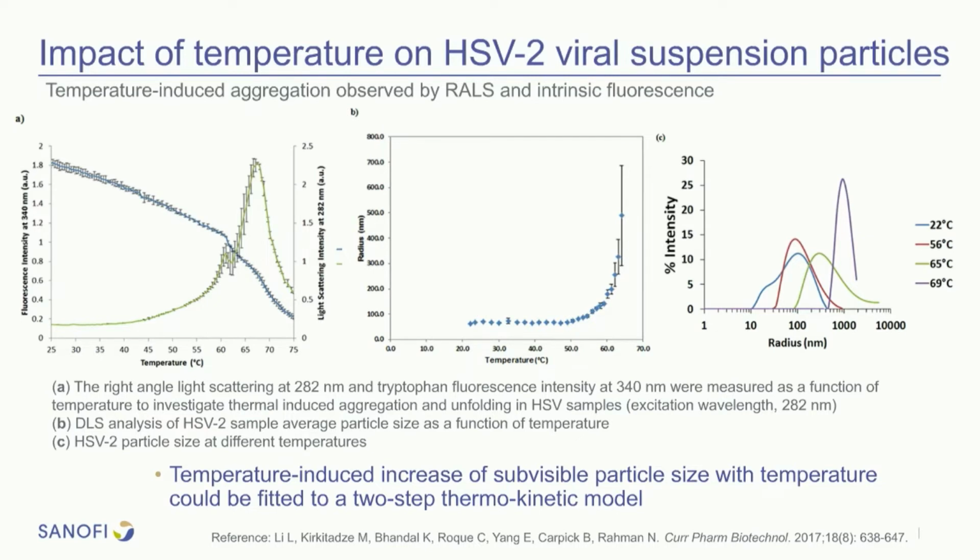On the A panel, you see the overlay of fluorescence intensity at 340 nanometers and the light scattering at 820 nanometers. That was measured as a function of temperature, and the overlay basically tells you that fluorescence increases and significant changes occur. On the other side, there is DLS, just continuous DLS for the HSV sample, to see particle size as a function of temperature. And then HSV2 particle size at different temperatures. So we compared the continuous temperature ramp with discrete measurements at the key temperatures where we think transitions occur.